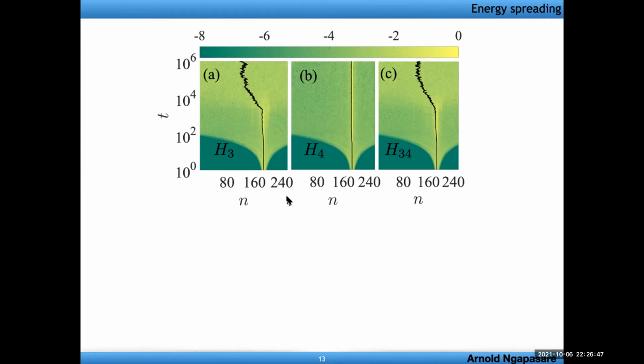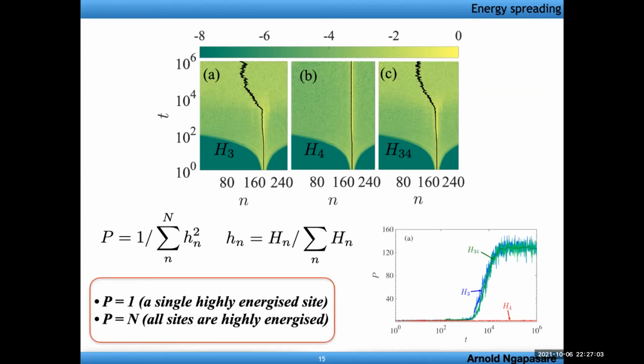Now, to describe the spreading, we use the participation number, and here H is the normalized energy, which we normalize in this manner. I have to mention that the participation number takes a value of 1 when only one site is highly excited, and it takes a value of N when all sites are highly excited. It's another way of quantitatively looking at these results at this energy 0.2. We see that H3 and H3-4 are practically the same, whilst H4 remains localized.